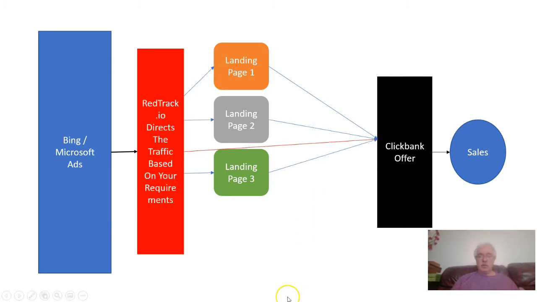Okay, so the first thing that Redtrack does for you is it directs the traffic based on your requirements and the settings you've created in Redtrack. All the Bing traffic is funneled through Redtrack, which then will allocate it as you want. So for instance, you could set it up so that all the traffic was split equally between 3 landing pages. You could set it up so the traffic was split 50% through landing pages and 50% direct to offer.